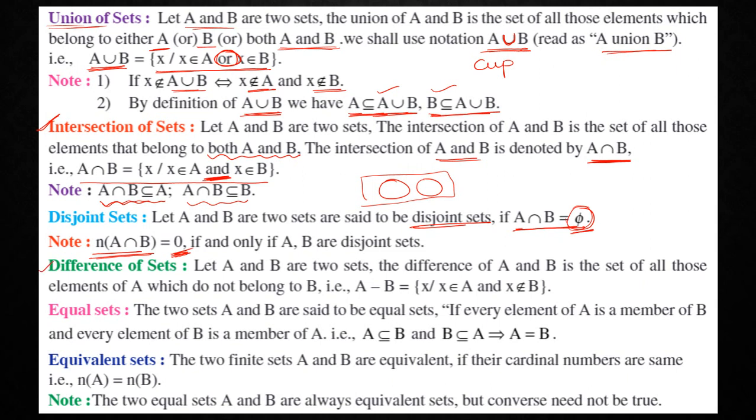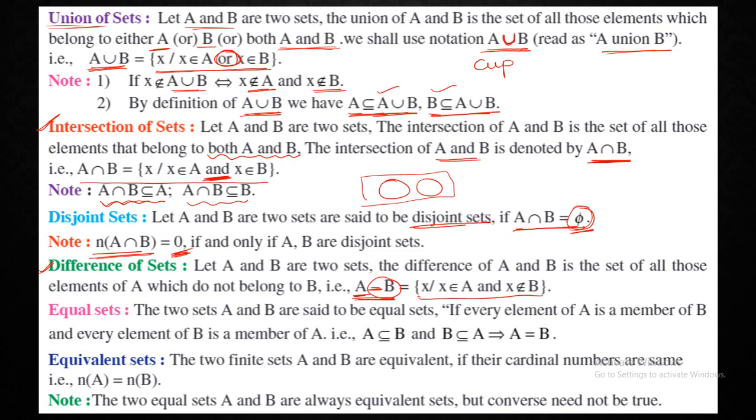Next operation is difference of sets. Difference of sets is nothing but, if two sets A and B are given, you consider the elements belonging to A and not belonging to B. Before which set we have this minus symbol, that particular element belongs to that set, and does not belong to the other set, right? So A minus B is represented by x such that x belongs to A and x does not belong to B.